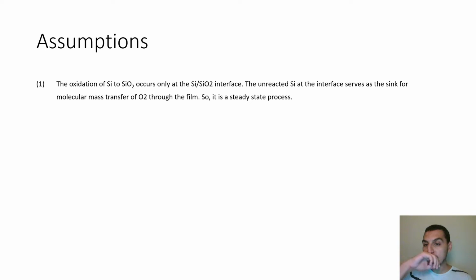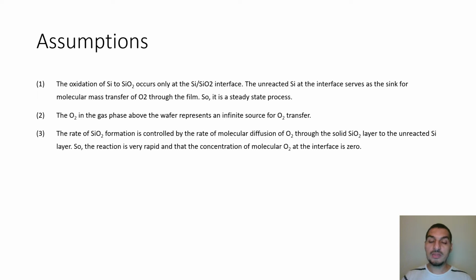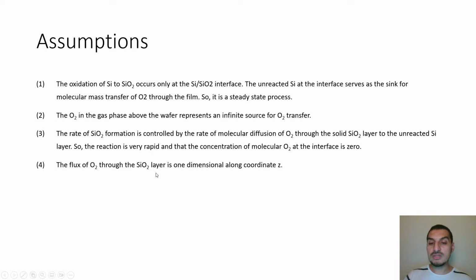So we have a steady state. There is a source for oxygen, and there is a sink for oxygen, and we assume that the oxygen in the gas phase is always available. So we have a constant source of oxygen. And again, we mentioned that the reaction is very rapid and the concentration of molecular oxygen at the interface is 0. This is the consequence of having a very quick reaction. And the flux is one-dimensional because we don't have any information about diffusion in X or Y dimensions, so it's only in the Z direction.